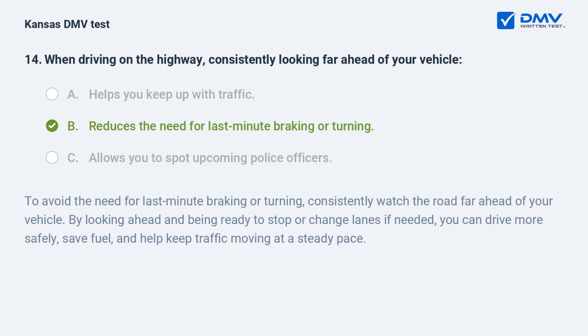To avoid the need for last-minute braking or turning, consistently watch the road far ahead of your vehicle. By looking ahead and being ready to stop or change lanes if needed, you can drive more safely, save fuel, and help keep traffic moving at a steady pace.